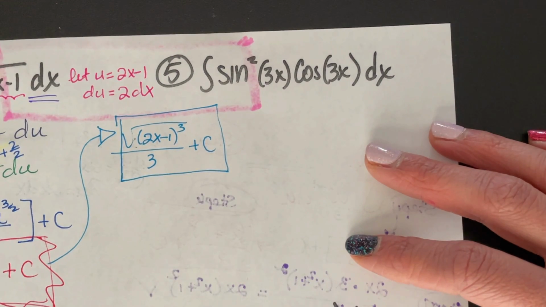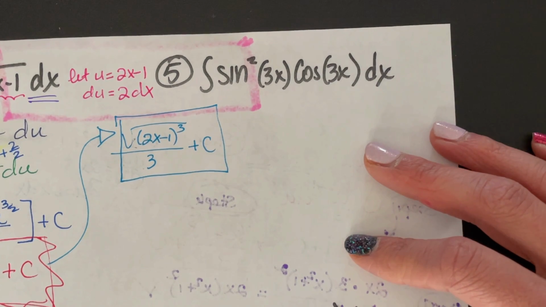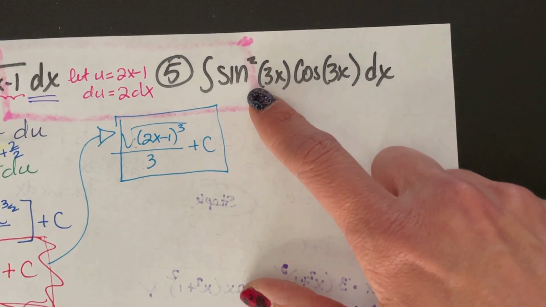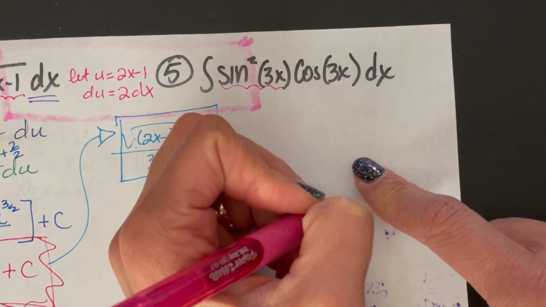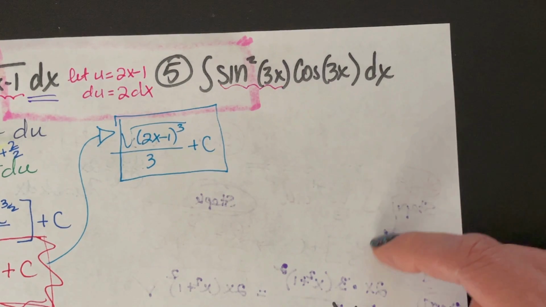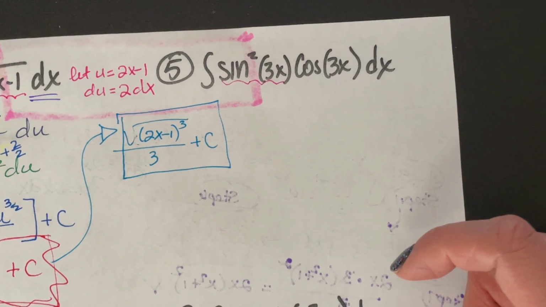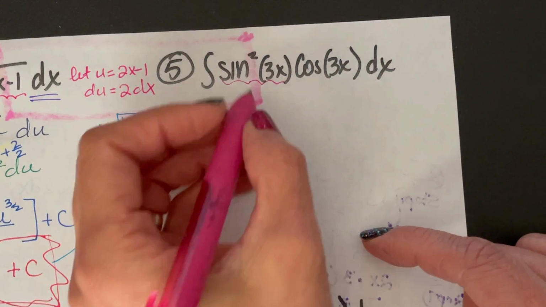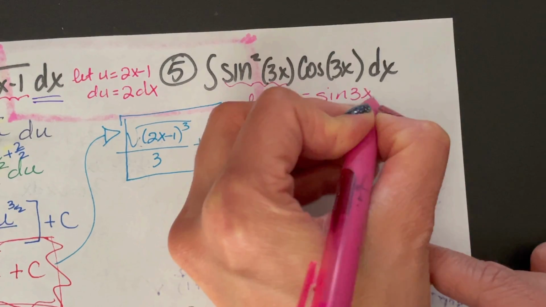All right, number 5. We have the integral of sine squared of 3x, cosine of 3x dx. Okay. Well, basically, because the sine is squared, that's the function that I need to let u be. Not the squared part, just sine of 3x. Okay. So I know that that's kind of hard to think of, but that's why we're doing so many examples, so that you'll be more successful on the homework, just so that you see all the types of things that you're going to see. Okay. So this is going to be what we let u be. We're going to let u equal sine of 3x.